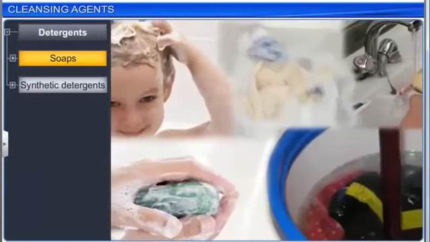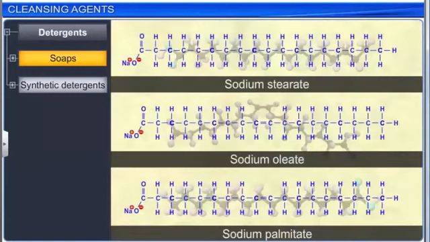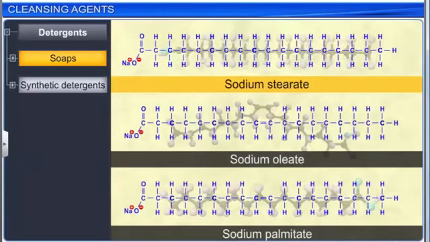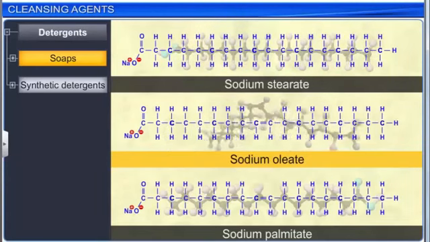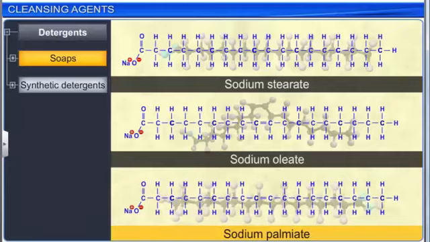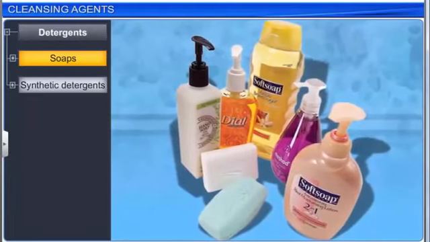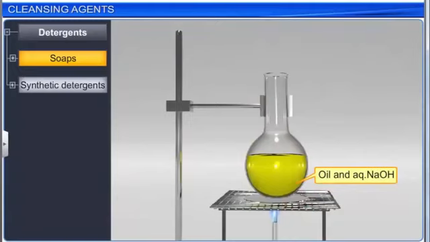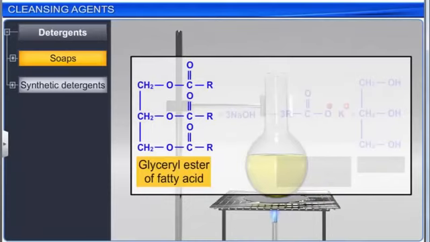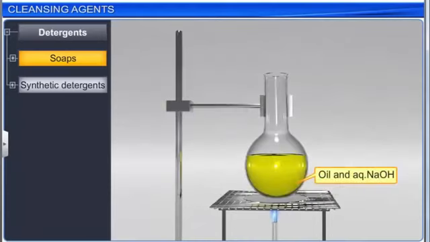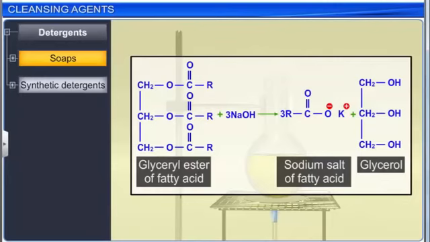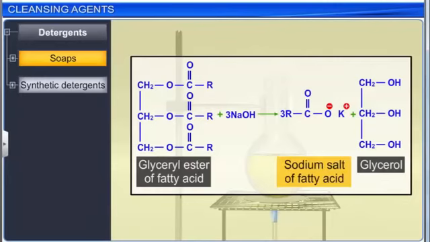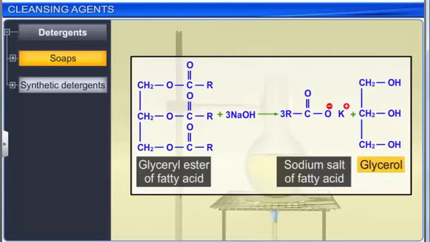Soaps used for cleaning are sodium or potassium salts of naturally occurring long-chain fatty acids such as stearic, oleic, and palmitic acids. Soaps that contain sodium salts are formed by heating oil or fat of vegetable or animal origin, which is a glycerol ester of a fatty acid, with an aqueous sodium hydroxide solution. The hydrolysis of oil or fat results in the formation of a mixture of a sodium salt of a fatty acid and a glycerol, as shown in the equation here.